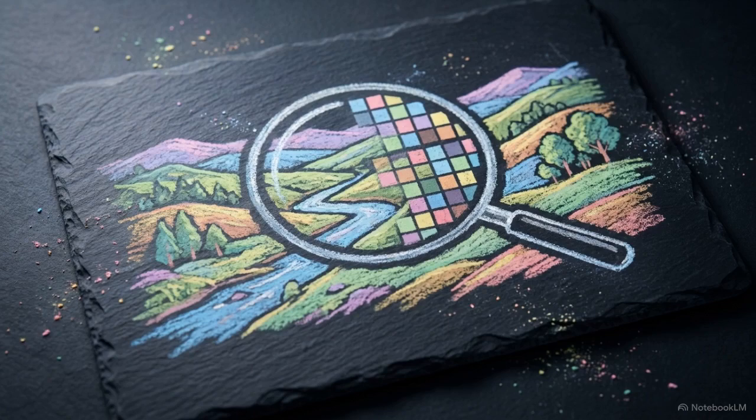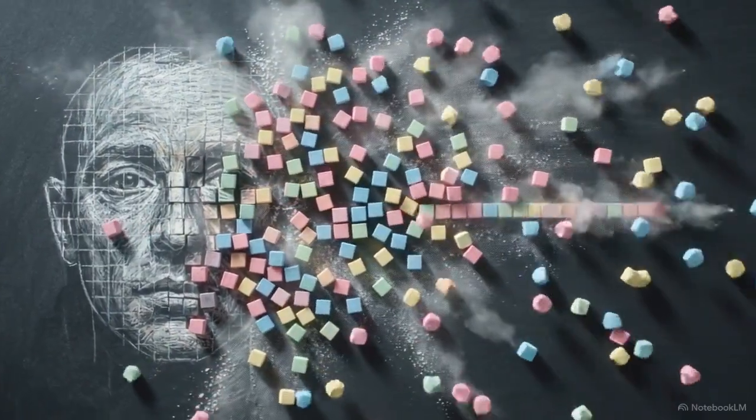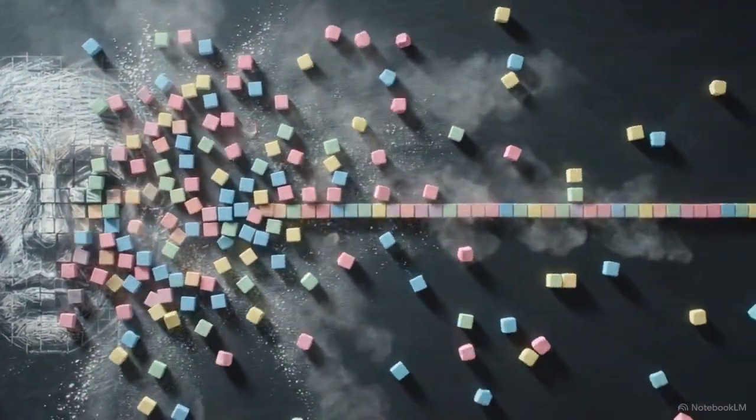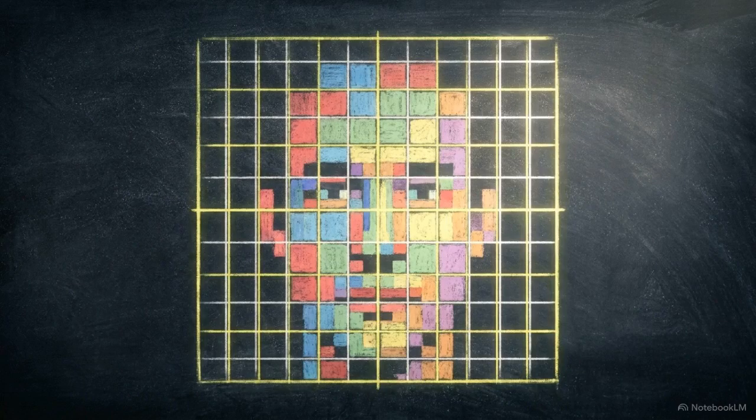Digital images are ultimately just grids of raw pixel values. Early networks processed these grids by flattening them into a single, one-dimensional line of data. This immediately destroys the spatial relationships between pixels. Convolutional neural networks exist specifically to solve this problem and preserve that spatial geometry.